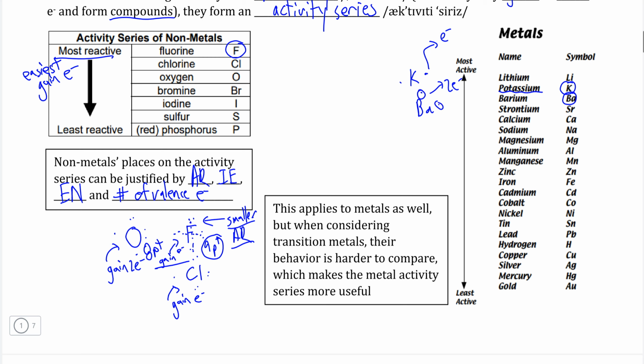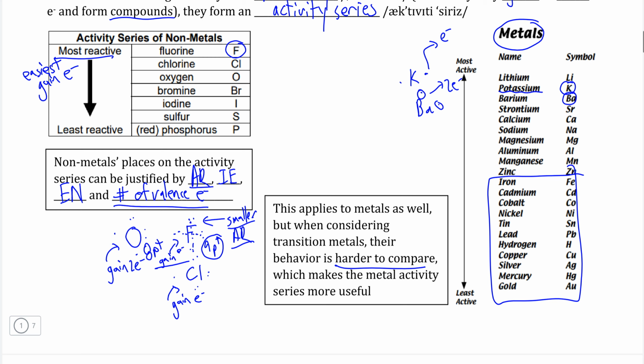So the problem, and the reason why the metal activity series is necessary, is that a lot of the comparisons are more difficult to make, because when we compare multiple variables such as number of valence electrons, the atomic radius, etc., and especially when we get down here, to the mostly transition metals, this comparison is a lot harder to make.